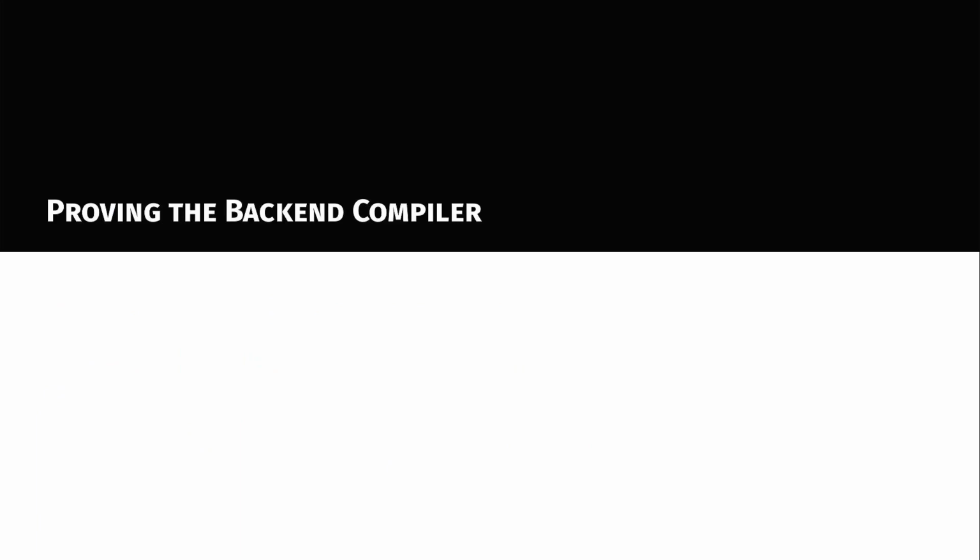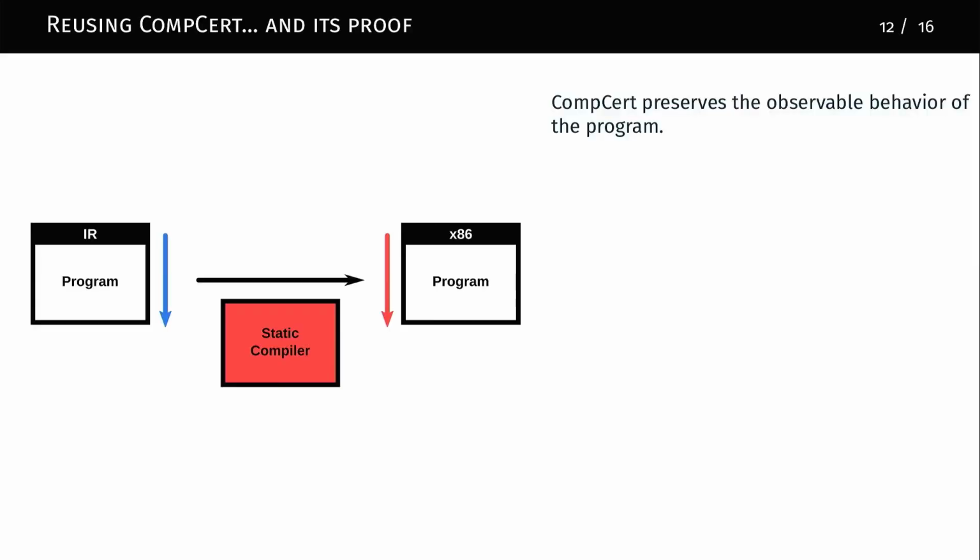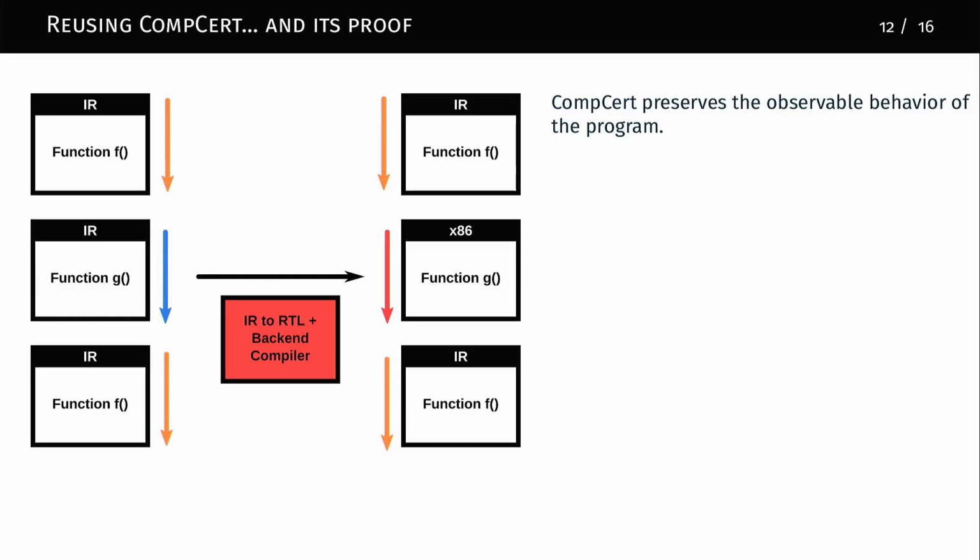So now that we can represent our JIT, we also needed to prove the correctness of it, and in particular of the backend compiler. Basically, we are reusing CompCert. We know that CompCert preserves the observable behavior of the program. So in that diagram, we know that the red arrow is somehow equivalent to the blue arrow. If I try to use it in a JIT to compile a single function, I should also have preserved the same observable behavior of the program.